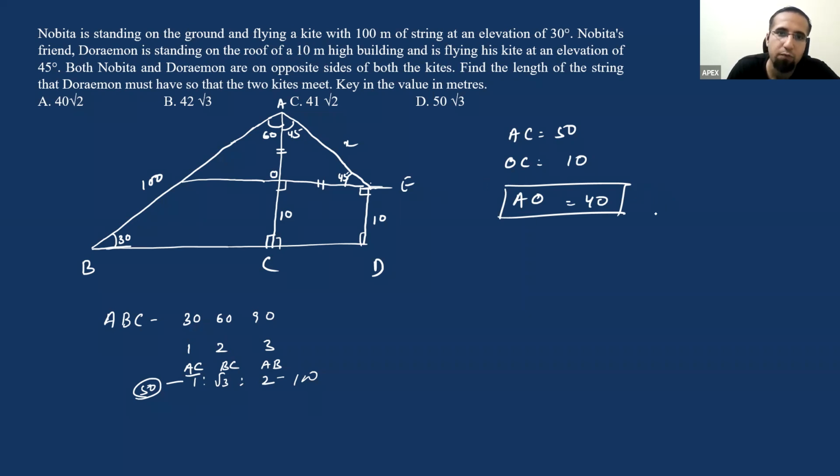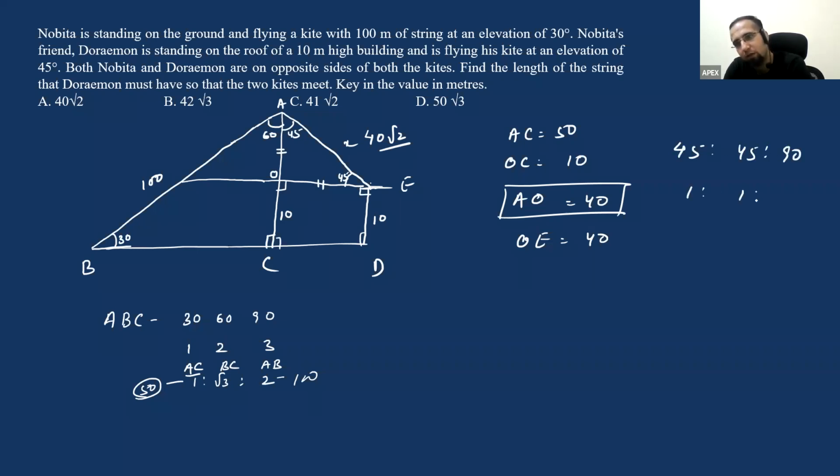Clear? So if AO is equal to 40, then I know that OE is also equal to 40, because it's a 45, 45, 90 triangle. Or 1 is to 1 is to root 2. The second thing that you can apply is 45, 45, 90: if the angles are in the ratio of 1 is to 1 is to 2, then the sides are in the ratio of 1 is to 1 is to root 2. If this part is equal to 40, this part will be 40 root 2. So the length of the string should be 40 root 2 so that both the kites should meet.